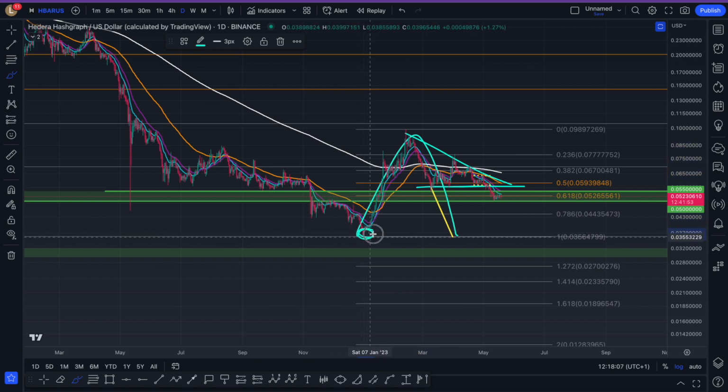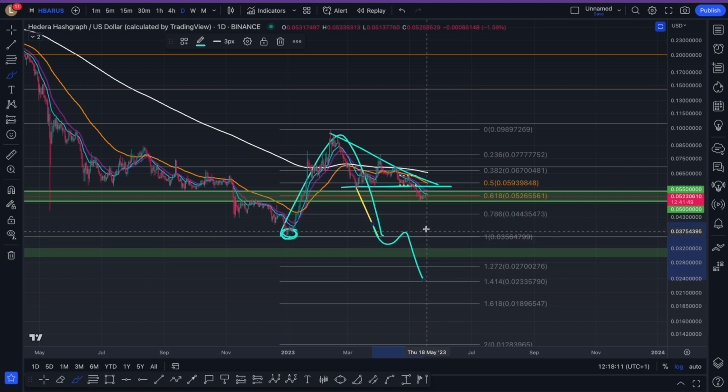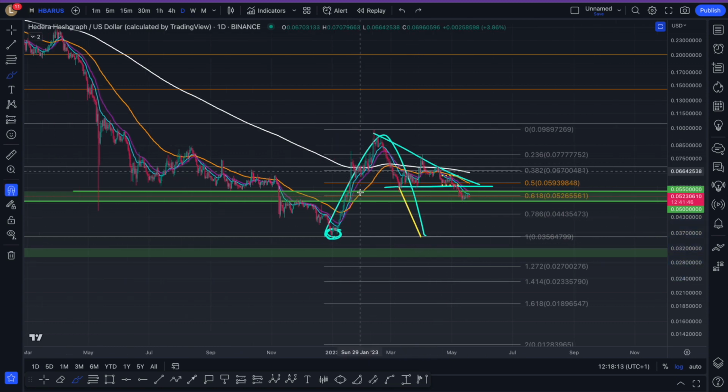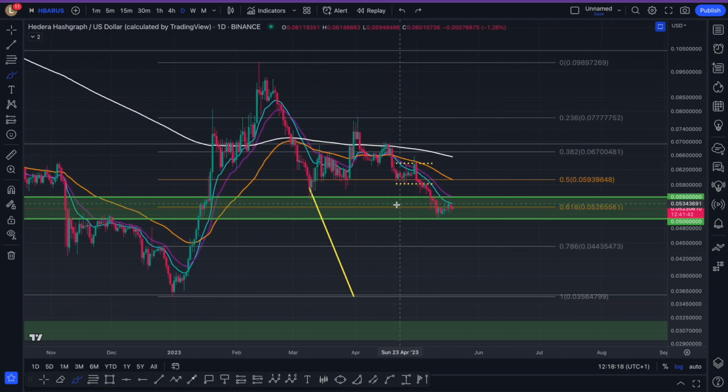There's a chance that Hbar's low is not in, and then we could be seeing lower price targets. Could be just a scare, but I will just need to make you guys aware. I personally don't care what happens. I'm just here to let you guys know of what is on the chart, what I'm personally seeing.